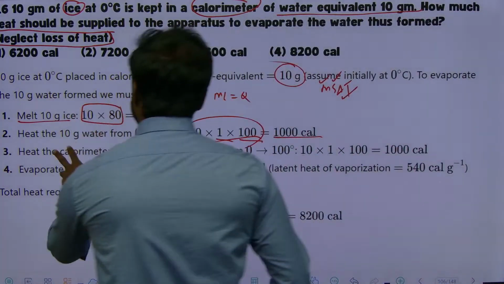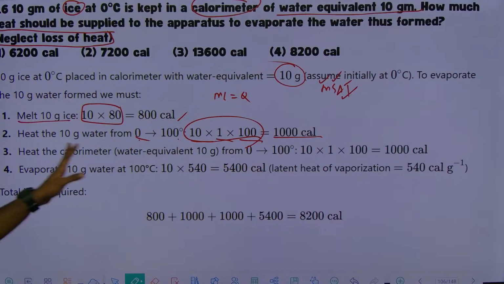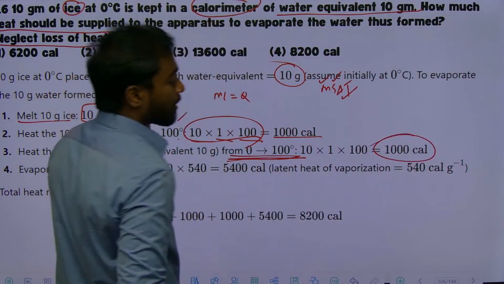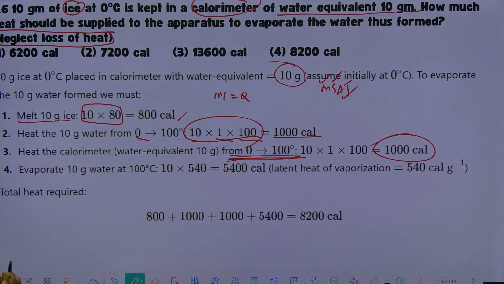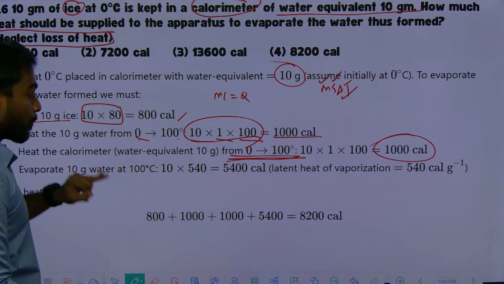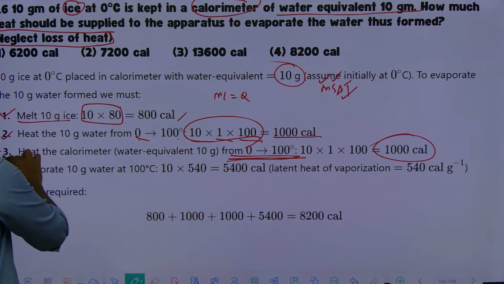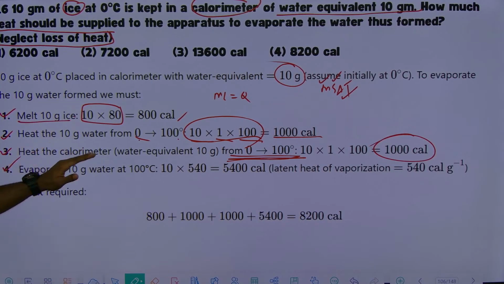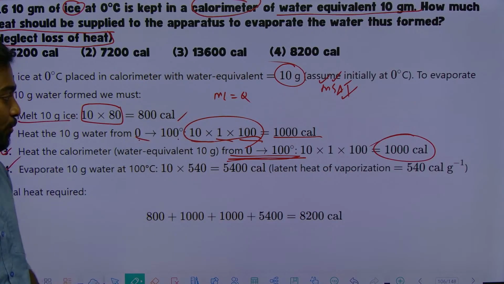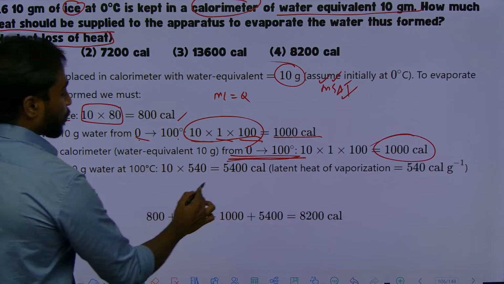Heat the calorimeter from 0 degree to 100 degree Celsius. Again we are having 1000 calories. Got it? So evaporate 10 gram of water at 100 degree Celsius. Evaporating it again, latent heat of fusion, latent heat of vaporization, we are using both. So 1, 2, 3, 4. Why are we taking the third point? The calorimeter we are measuring, that also we should use. So that's why. So 5400.